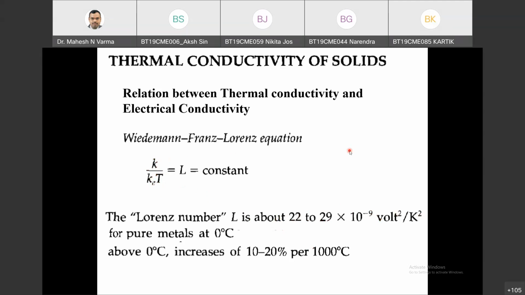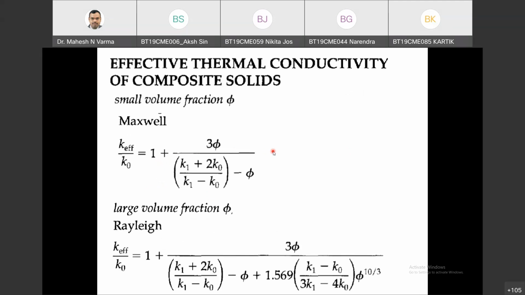This is the Lorentz equation, one of the ways using which you can get the value of thermal conductivity for solids. There is another way, which is not given in the book, but it doesn't mean that there are no other ways. We are just covering whatever is covered in the book.